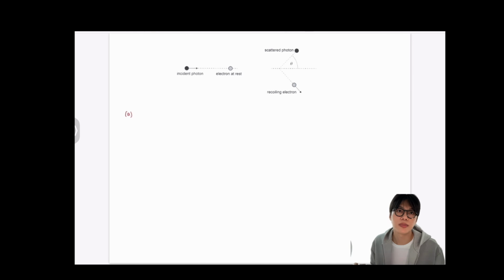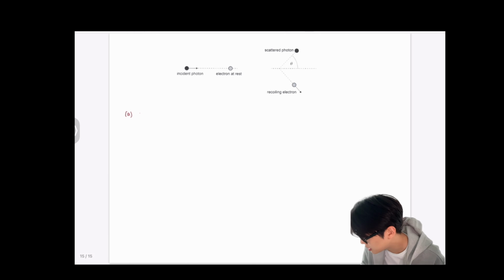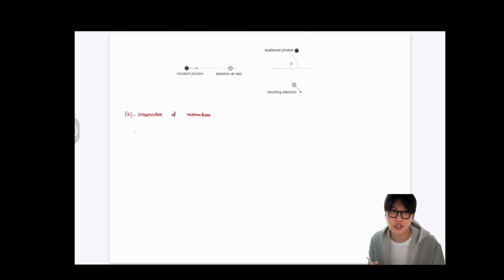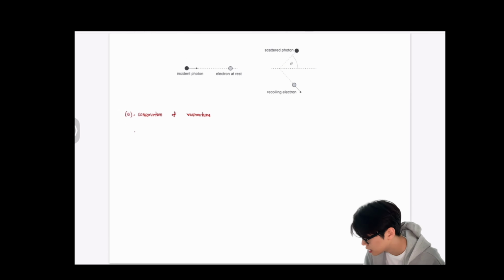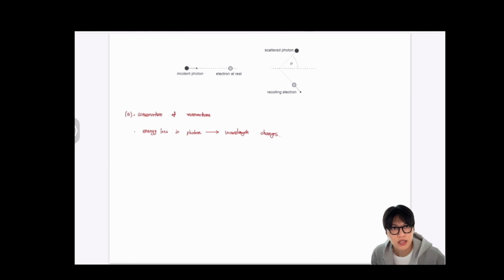Because we have to state two parts, because it actually tells about the conservation of momentum. So firstly, we can say conservation of momentum. And secondly, you can say that because of the energy transfer, they have a change in wavelengths, okay? So because of energy lost in the photon, that means that they have wavelength changes. Okay, so that's the answer for question 5A.